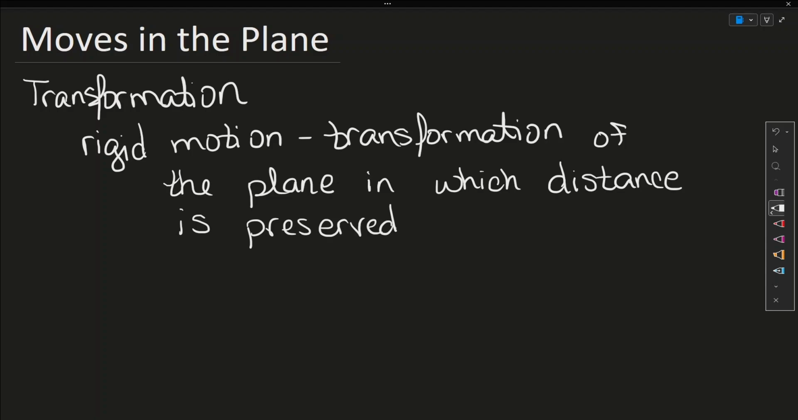Because distance is preserved, the object before and after the transformation will be congruent. So even though a figure may move, turn, or flip, it does not change size or shape. That means translations, rotations, and reflections are all examples of rigid motions.